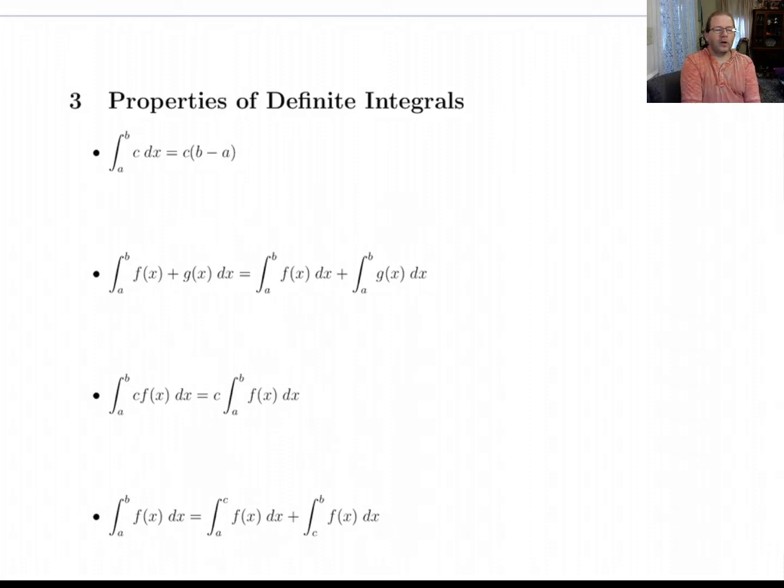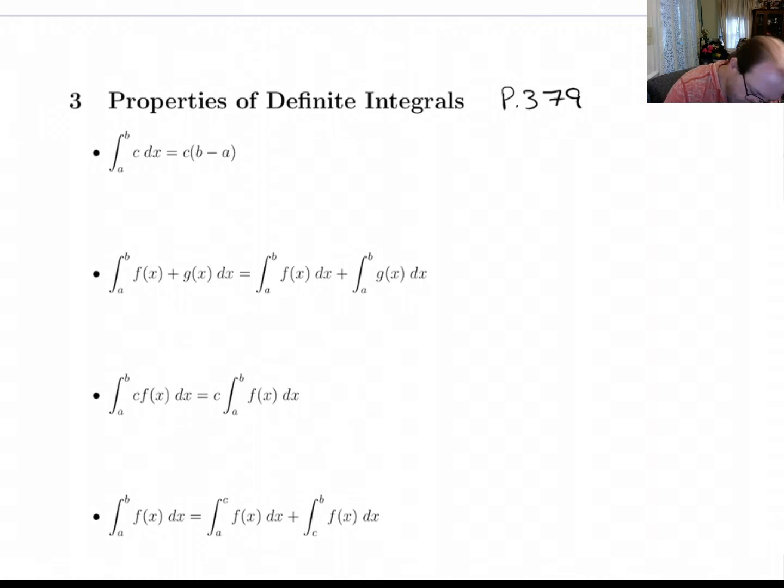All right, on this part, I just want to talk about some of the properties of definite integrals. These are in the book, mostly on page 379, but I want to go through them and talk about why they make sense. This first one says if you're integrating a constant from a to b, then you just get c times b minus a.